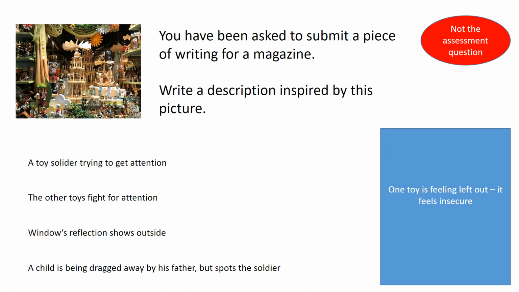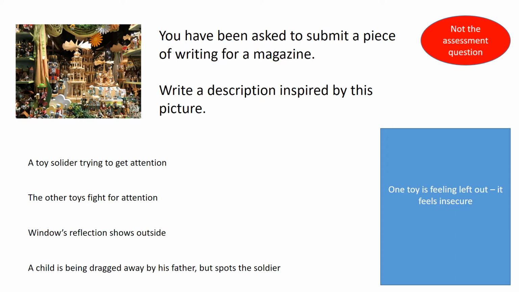Okay, so here's what I came up with for that picture. In my little planning, I thought the story idea I'd like to put behind this picture is probably one toy feeling left out and a little bit insecure. So you remember, you can make stuff up. If you can't quite see it, you can make it up and say that there is a little toy soldier that's hidden behind something. Do not think that this piece of writing has to be based on everything that's there. It is the starting point, and the key word is inspired. It doesn't mean describe the picture. It means inspired, which means that you've looked at a picture and you've come up with something else.